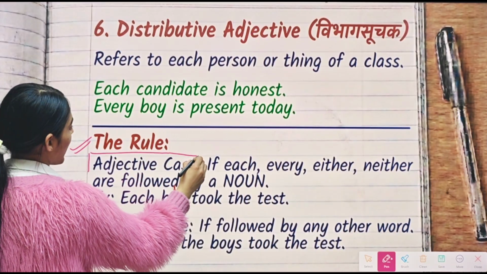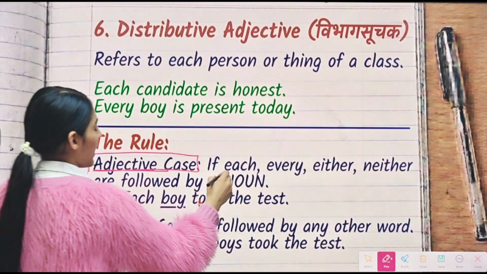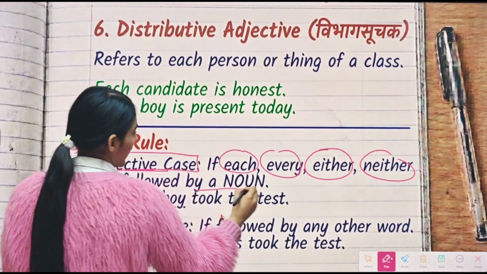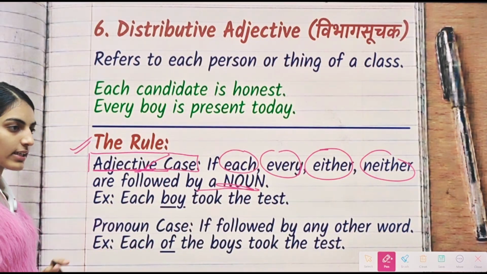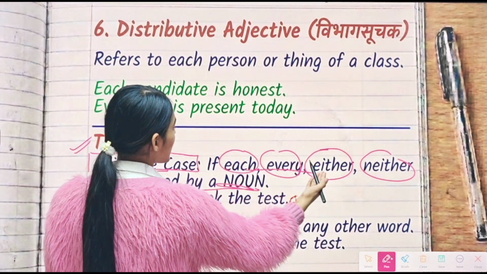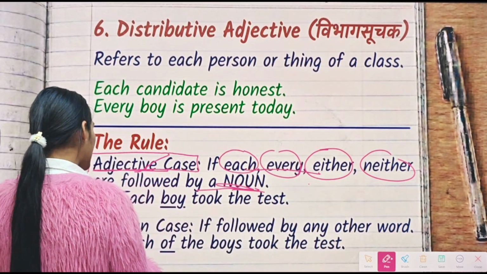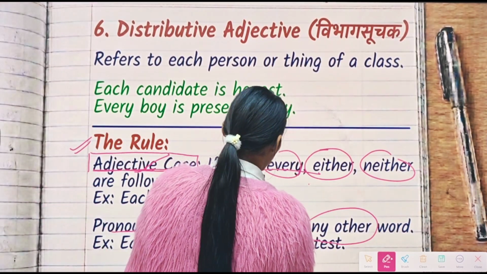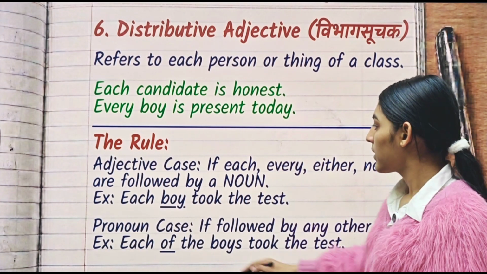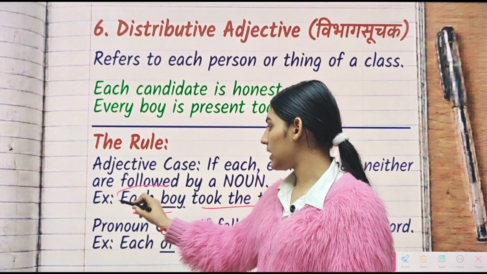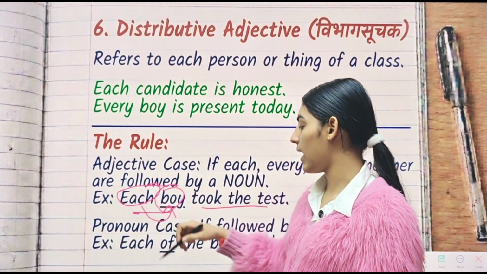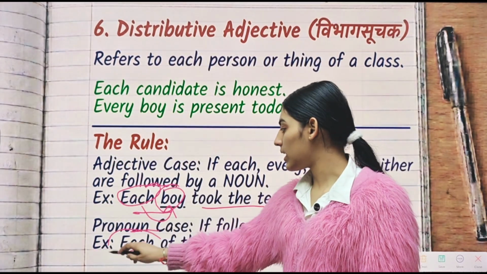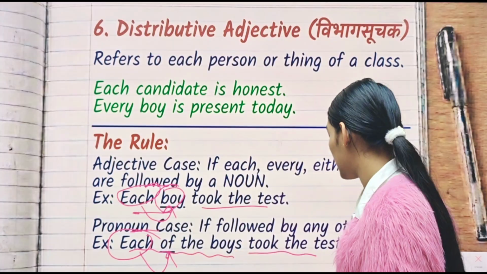Whenever we have an adjective case, for these words, each, every, either, neither, they are followed by a noun. Whenever there is a case of adjective, these words are immediately followed by a noun. Whereas in the case of pronoun, they are immediately followed by any other word. So let's see the examples that we have. Each boy took the test. So here each is the word, and immediately they are followed by a noun. And in the pronoun case that we have, each of the boys took the test. So here each, and after that any other word you can see here.